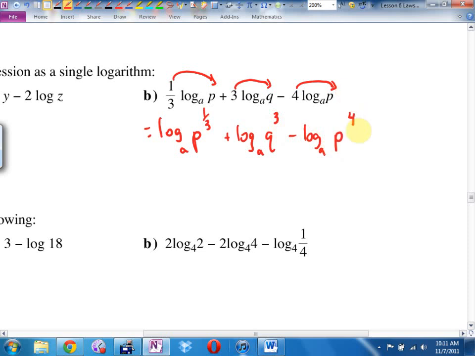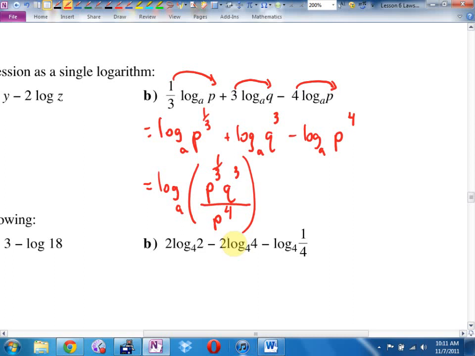Now I can combine them, and the short version that I gave you was positives on top, negatives on the bottom. This is going to work out to the log base a. There's going to be a p to the 1/3 on top, a q to the 3rd on top, and a p to the 4th on the bottom. I'm not quite done. How many letter p's do I have on the top? 1/3 of 1. How many p's do I have on the bottom? Four of them. How many left and where?